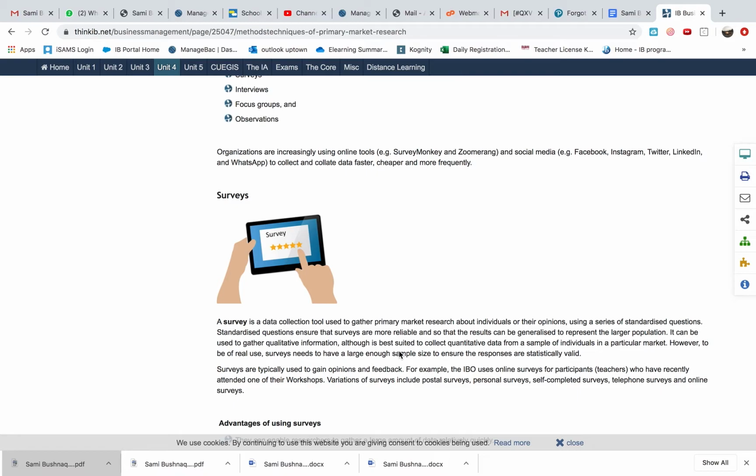So things like SurveyMonkey to collect surveys, Facebook, Instagram, Twitter, LinkedIn, WhatsApp. They're collecting a lot of data, and they're able to collate it a lot faster and cheaper than before.